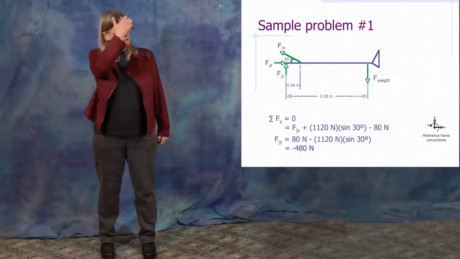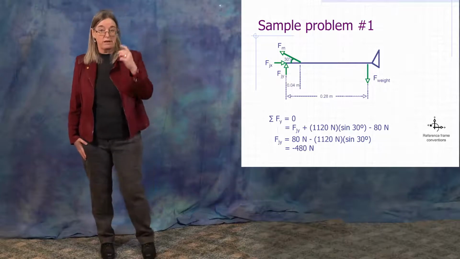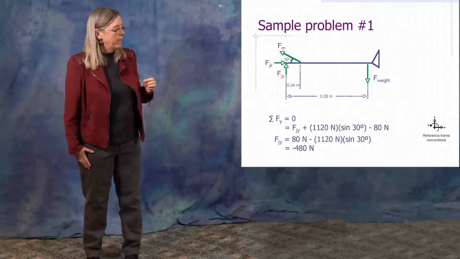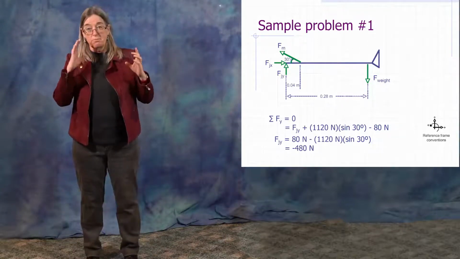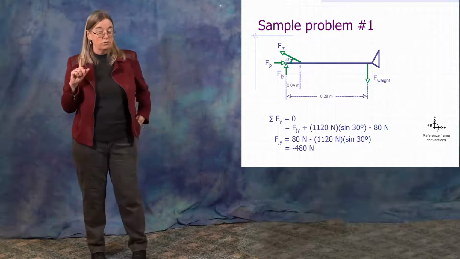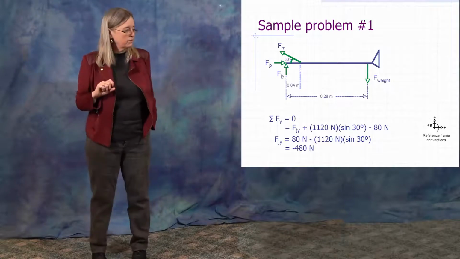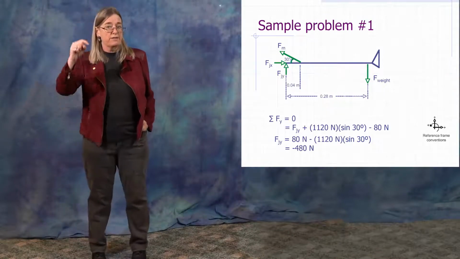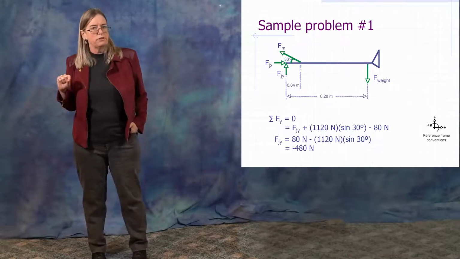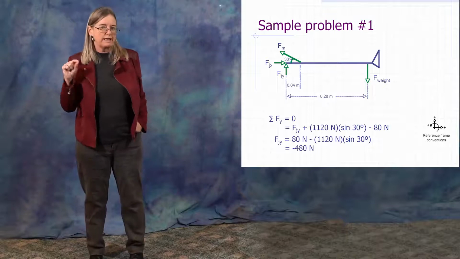In the Y direction, we have the joint force in the Y direction. As I've drawn it, it is pointing up, so I'm going to put a positive there. We have the muscle force component that is in the Y direction, which is the 1120 newtons times sine 30, because that's the part that's going up and that's acting in the Y direction. And that's also in the positive direction. And then minus the 80 newtons. If you solve for that, the only thing there that you don't know is the joint force in the Y direction. You're going to get negative 480 newtons.